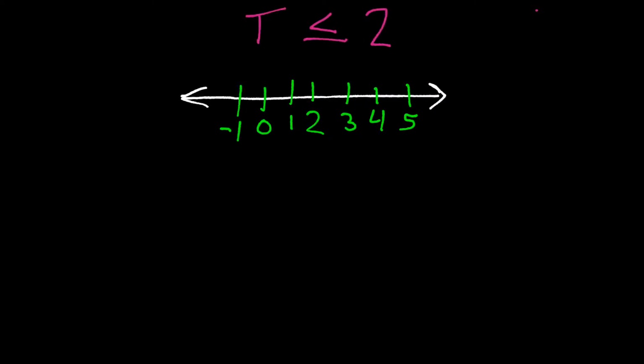One way I heard someone explain this once is that there is extra ink with that extra line, so we have to use extra ink to fill in our circle. So I have a closed circle at 2 to show that our answer can be 2. And then our tail is pointing to the left, so our arrow goes to the left as well. And we have graphed the inequality t is less than or equal to 2.